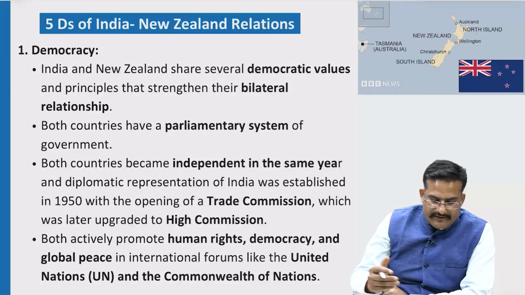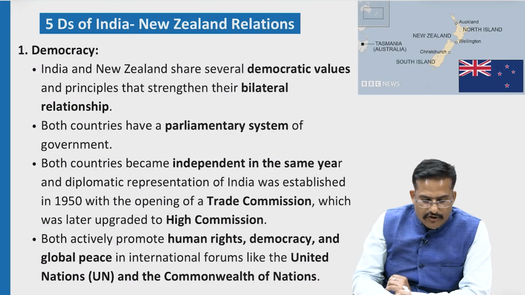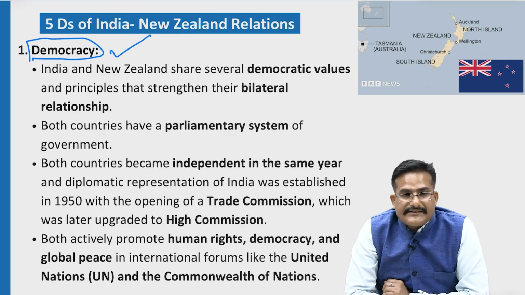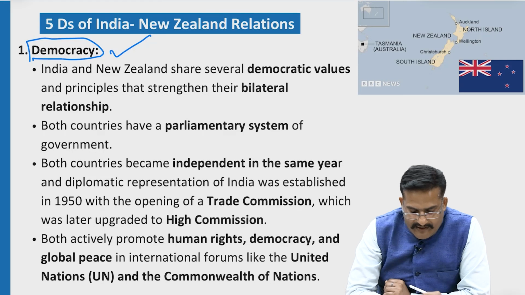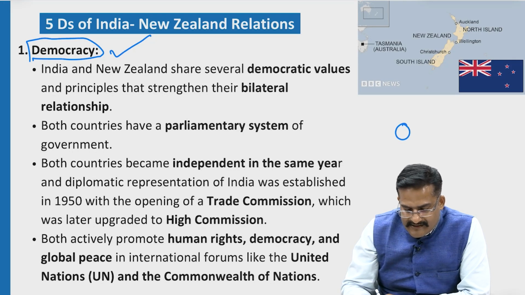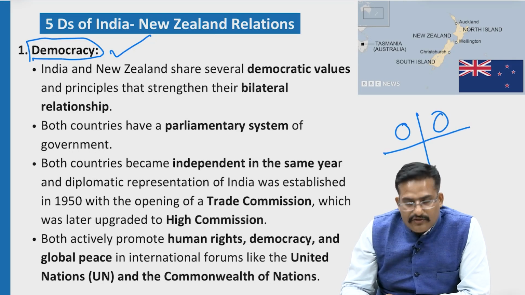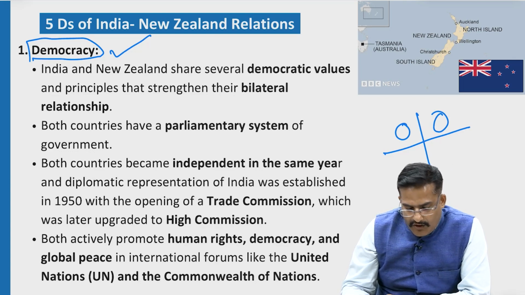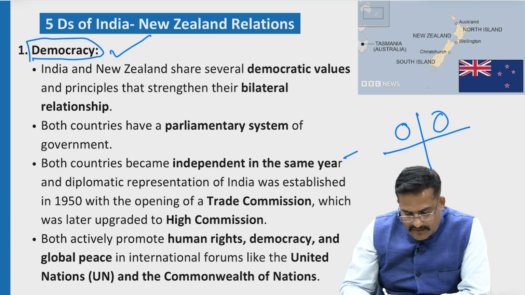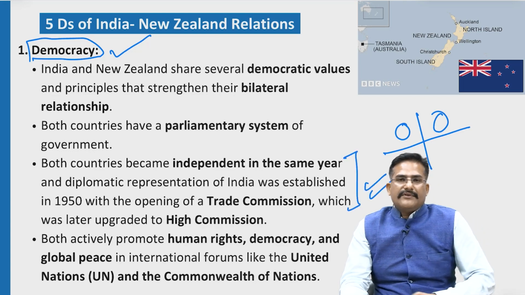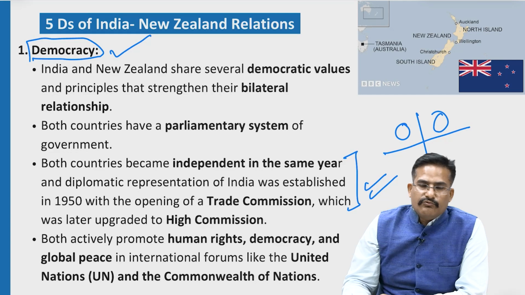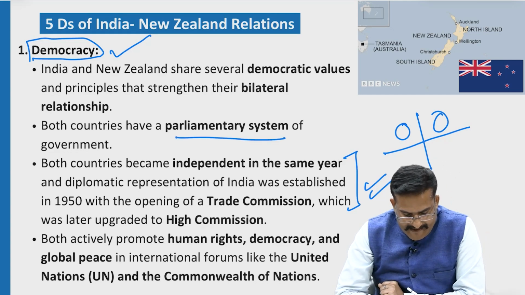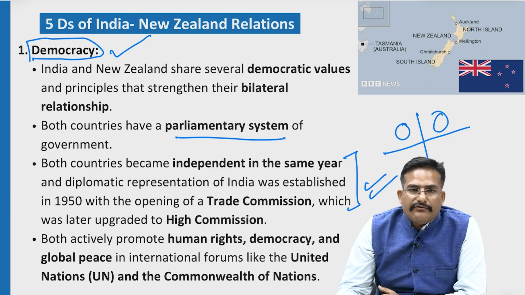Now coming to the Ds of India-New Zealand relations, first and foremost importance should be given to democracy. Both India and New Zealand were part of the British colonies, and almost both countries got independence at the same time. This is also one of the important aspects, and we both follow a parliamentary form of government. Hence we share a common thread of democracy.